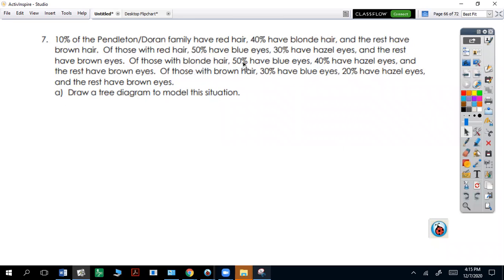Of those with blonde hair, 50% have blue eyes, 40% have hazel eyes, and the rest have brown. Of those with brown hair, 30% have blue eyes, 20% have hazel eyes, and the rest have brown. We want to draw a tree diagram to model the situation. Pause the video, draw a tree diagram, check your answer after you unpause.